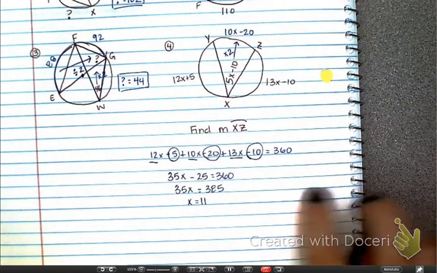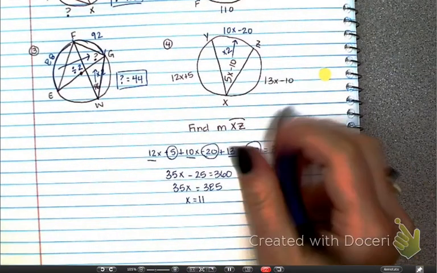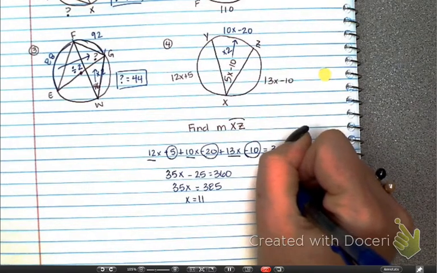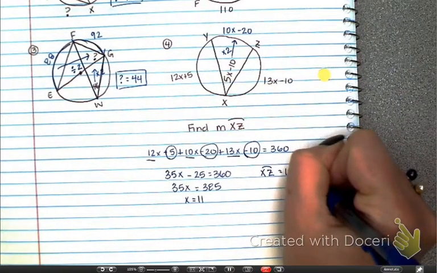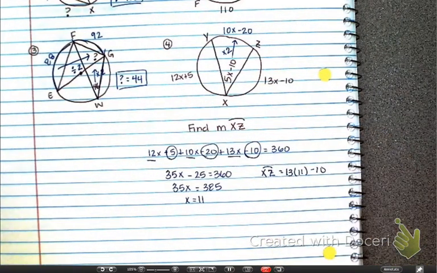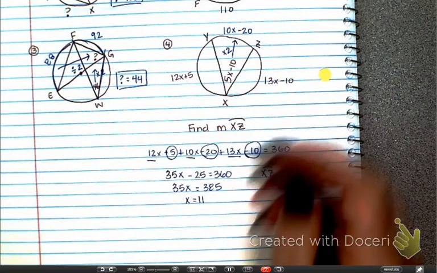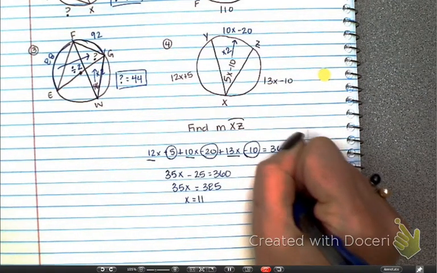But the question is asking for xz, so I'm going to plug it back in to xz. 13 times 11 minus that 10 is 133.